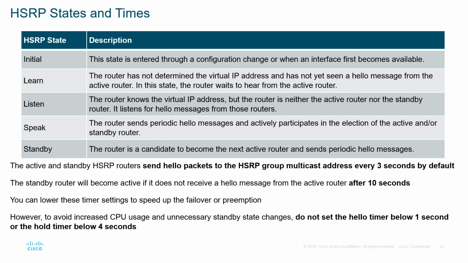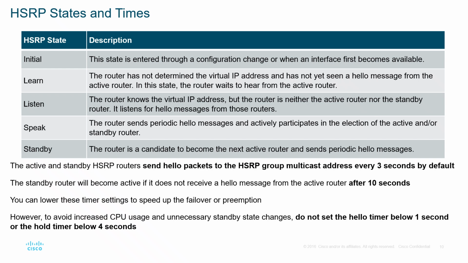In the listen state, the router now knows the virtual IP address, but the router is neither the active nor the standby. It listens for hello messages from those routers. In the speak state, the router now starts to send out periodic hello messages and actively participates in the election of the active and the standby. In the standby state, the router is a candidate to become the next active router, and it also sends out periodic hello messages. It does this to ensure that the active router is still there.